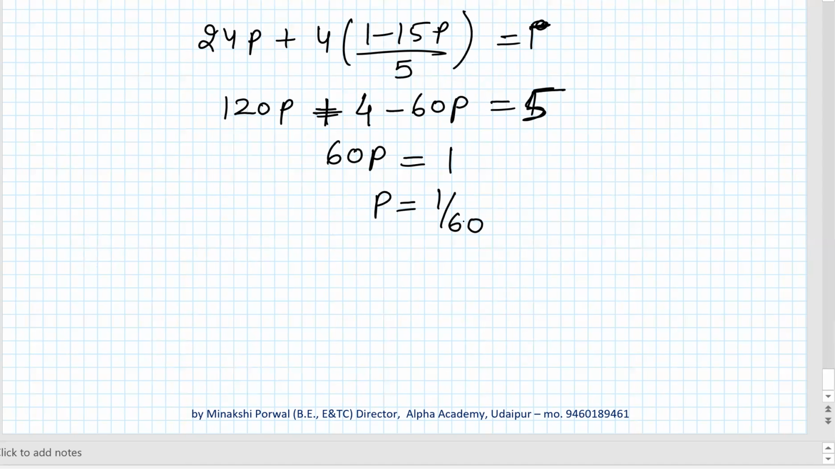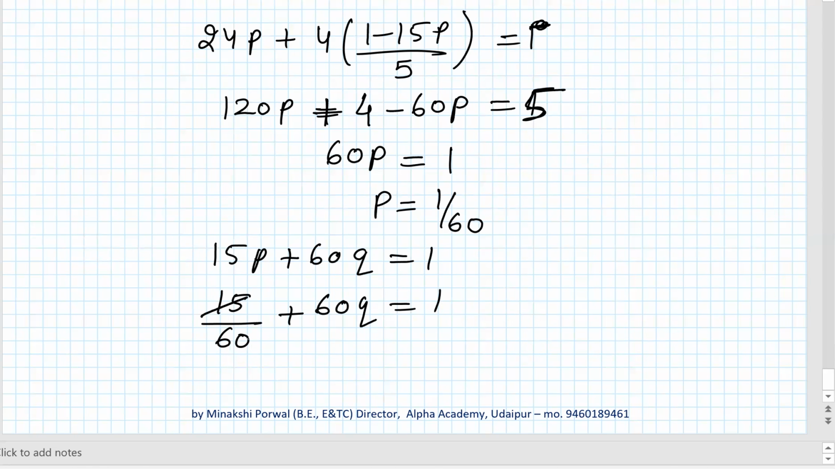Substituting this p equals 1 by 60 in equation 3, that is 15p plus 60q equals 1, and p is 1 by 60. So 60q equals 1 minus 1 by 4, that is equal to 3 by 4. Okay. Or q equals 3 by 4 upon 60, or q equals 1 by 80. Okay.